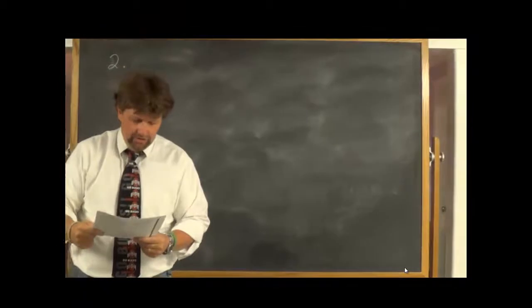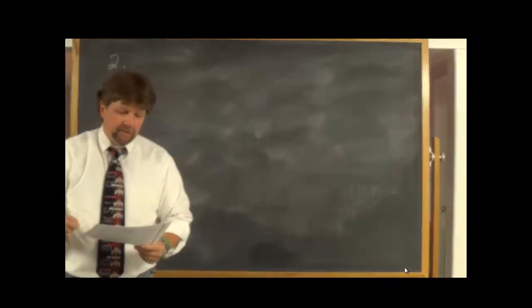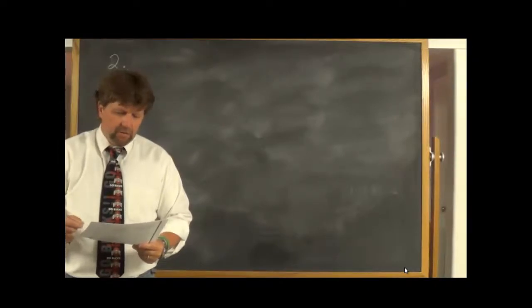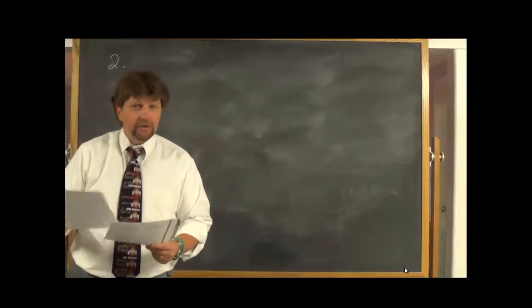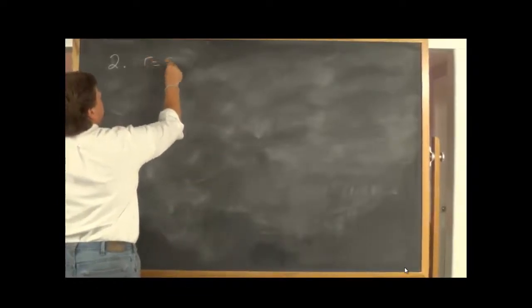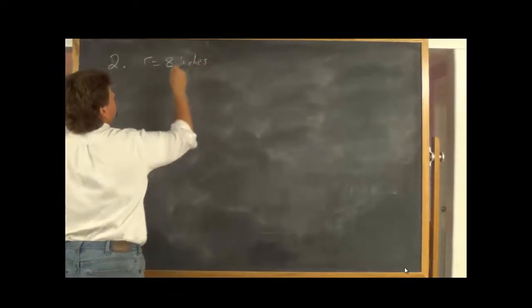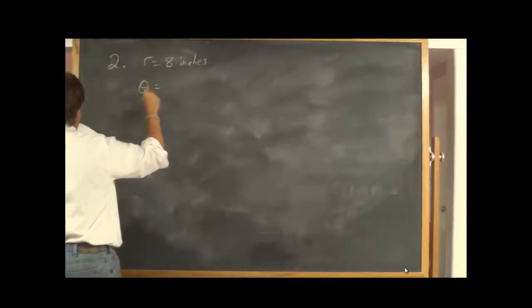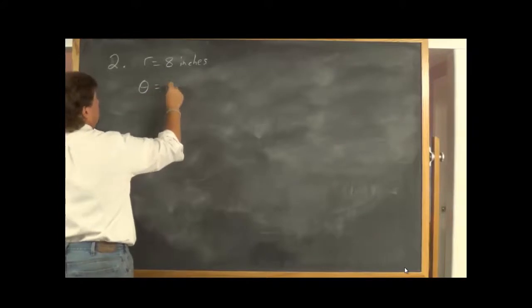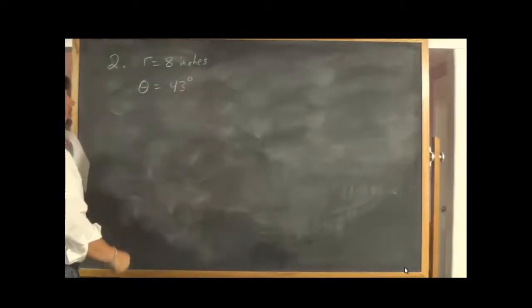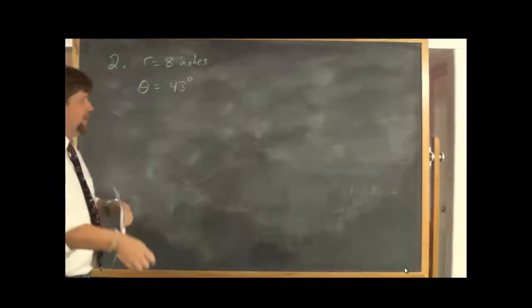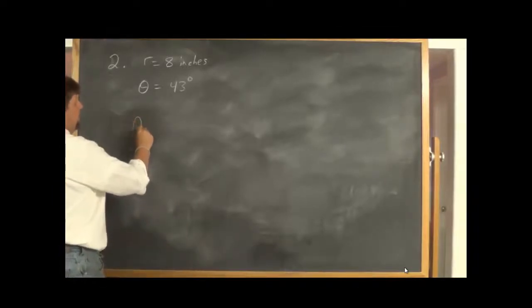Okay, in number 2, you were asked to find the area of a sector of a circle of radius 8 inches that's formed by a central angle of 43 degrees. And I asked you to round your answer to 2 decimal places. So if you're given the radius of the circle is 8 inches and the angle that's being made is 43 degrees, the only other bit of information you need to know is your formula for finding the area.